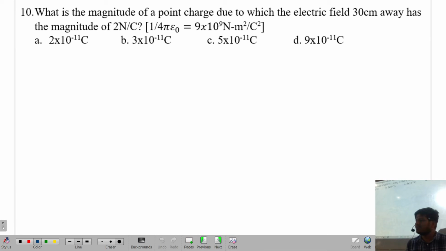Hey, is it easy or not? Very easy. You can put the values in. What is that? E is equal to 1 by 4 pi epsilon naught Q by R square. Yes or no? What is the answer of it? I'm telling you directly, 7. Answer is A. Option A is correct. Okay, it's your work to do it.